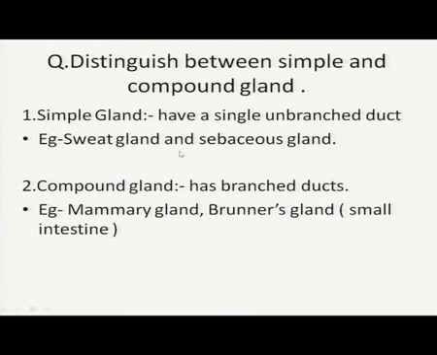Distinguish between simple and compound gland. Simple gland, they have a single and unbranched duct. Already I have given you the example, sweat gland and sebaceous gland. Compound gland has branched ducts. For example, mammary gland, Brunner's gland. Brunner's gland is seen in the small intestine.